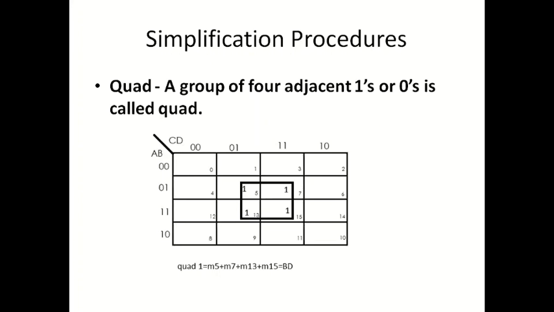Now, if you see rows 2 and 3, the variable A is changing its value, while the variable B is keeping its value 1 in both rows. Similarly, in the columns also, C is changing its value, but D is keeping its value 1. So we have to drop C. Finally, we are left with B, whose value is 1, and D, whose value is 1. So the term is going to be BD.